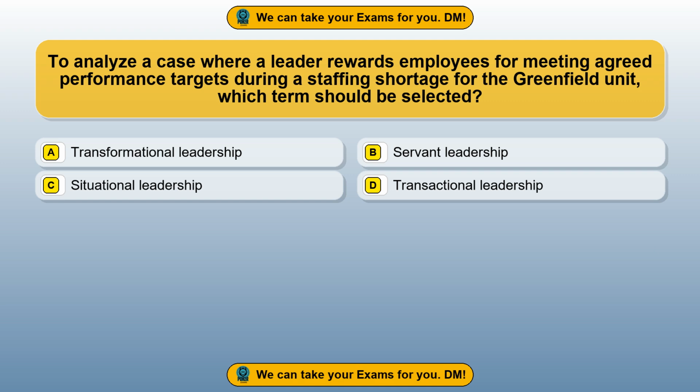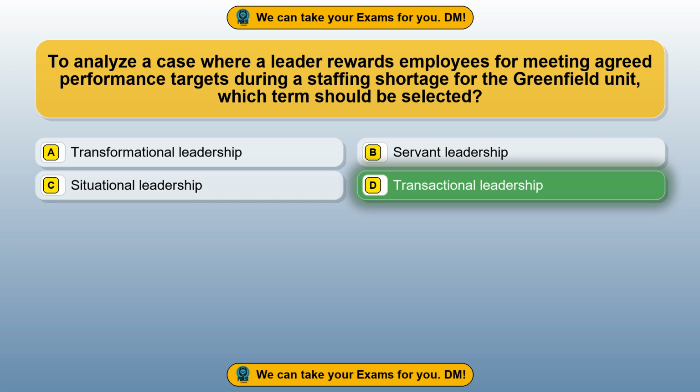shortage for the Greenfield unit, which term should be selected? Option A, transformational leadership. Option B, servant leadership. Option C, situational leadership. Option D, transactional leadership. The correct answer is option D, transactional leadership.